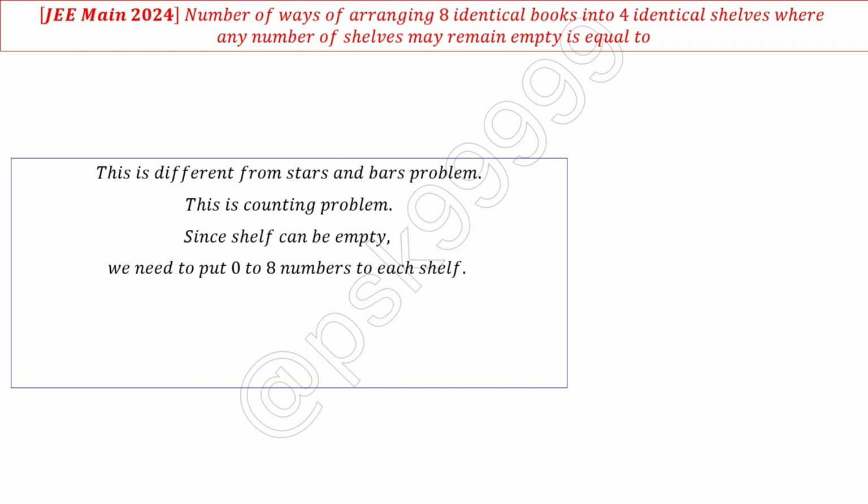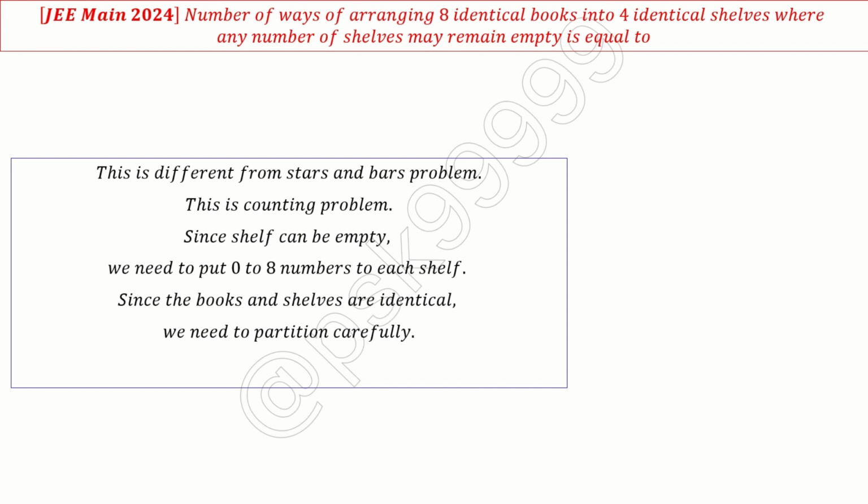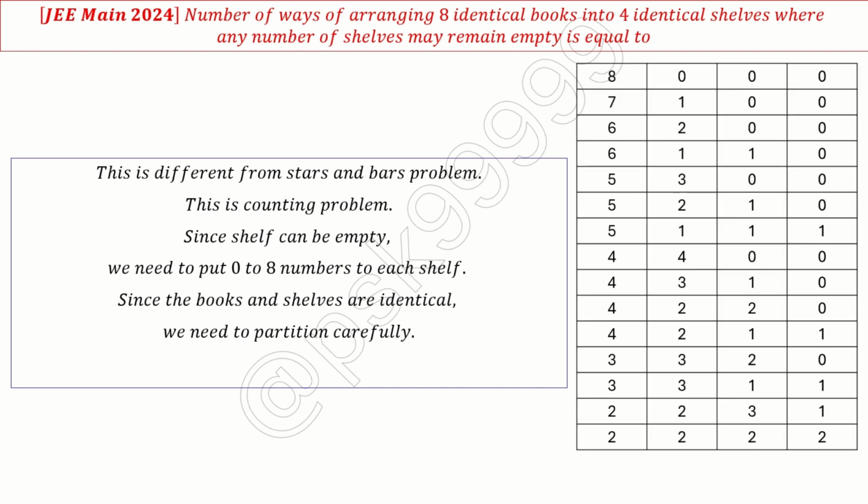So just make a table and make sure that you don't repeat the numbers in the shelves. The books and shelves are both identical, right? So we need to partition carefully. How can we do it this way? Always start with the maximum. Maximum in one shelf, that is 8000. Now you don't need to worry about 0800 because all 4 shelves are identical, correct? So the distribution is the same. Even if it is 0800 or 8000, both are the same, so you don't need to repeat that combination again.